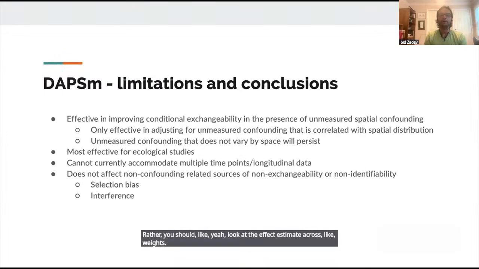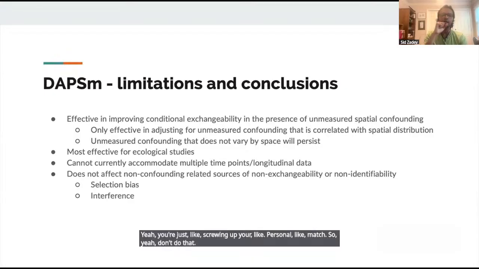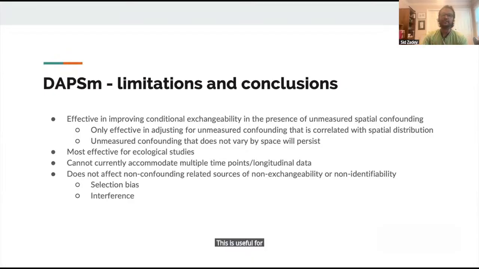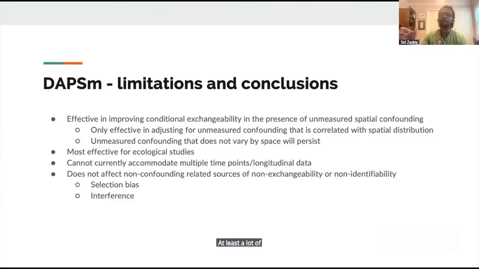Cool. So we are trying to use unmeasured spatial confounding to improve conditional exchangeability. This is only effective if we think that there is spatial confounding. If you don't think that's the case, you're just screwing up your original match, so don't do that. This is useful for ecological studies, which is a lot of what we do at Gemini as well, especially a lot of what I do in global surgery at Gemini.